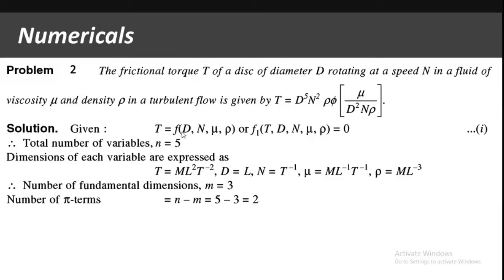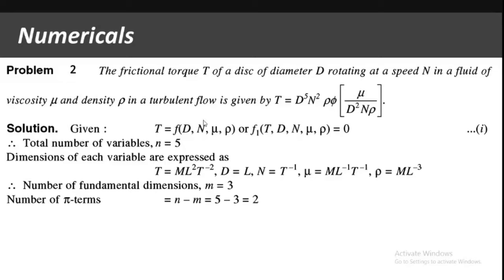After that, write down the dimensions. So remember the dimension of torque. Torque is nothing but force into distance. We just derived force as m1 l1 t minus 2, and radius will be l1, so it is m1 l2 t minus 2. Diameter is nothing but l1. What is the unit of n? rpm or rps, revolutions per minute, so the unit is per minute. So it is only m0 l0 t minus 1.